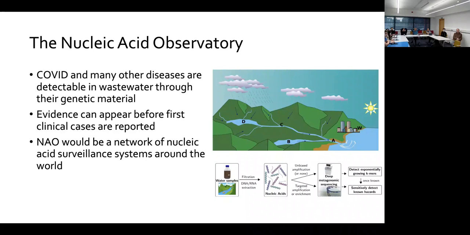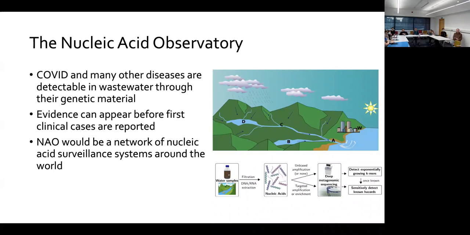So one solution to this problem that's being proposed is something called the Nucleic Acid Observatory. This is essentially a global network of sequencing machines that are looking at all of the DNA that's present in, say, wastewater or rivers or communities, just constantly churning through DNA, not necessarily of pathogens, but of everything, to see what's out there.